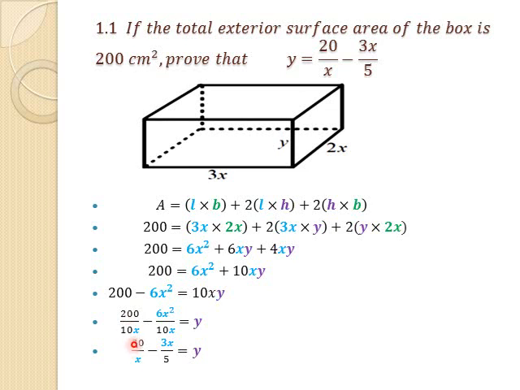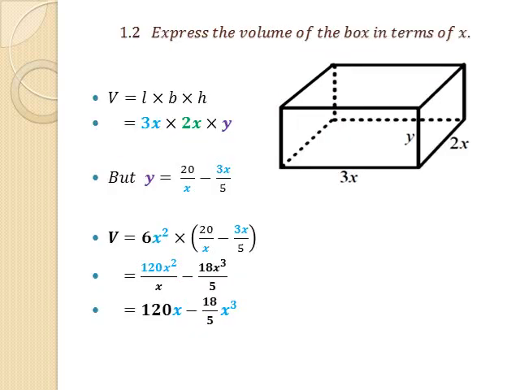200 divided by 10 gives me 20 over x, minus: 2 goes into 6 3 times, 2 goes into 10 5 times. x squared divided by x gives me x. And therefore I now have y equals 20 over x minus 3x over 5. I hope you understand why I didn't multiply by 2. They said the box is open on top, so there's no area for the top section. Let's look at the second question.